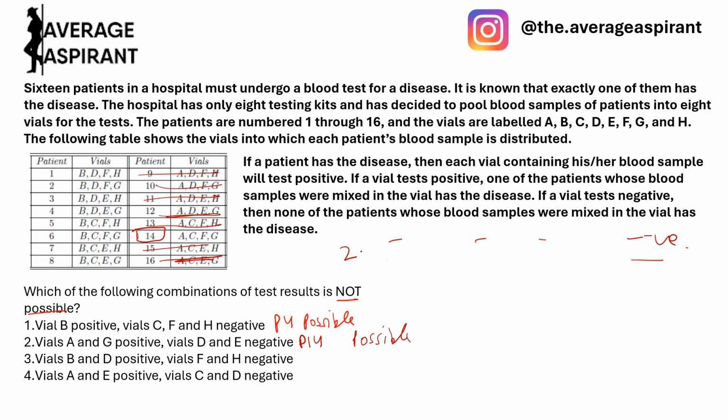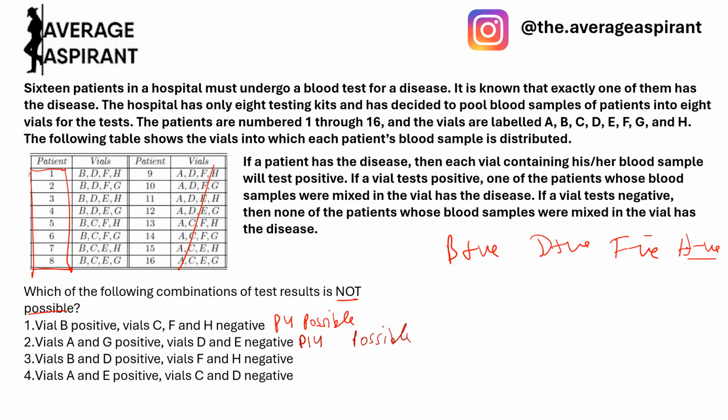Okay. Now let's check the other option. The other option is B is positive, D is positive, F is negative, H is negative. So if B is positive, it should contain B, so these people do not have it. This is our set which remains. D is positive, then these people will also not have it. 1 to 4 are the people who remain. Now it says F is negative, so this person can't have it, this person can't have it. So we are left with 3 and 4.